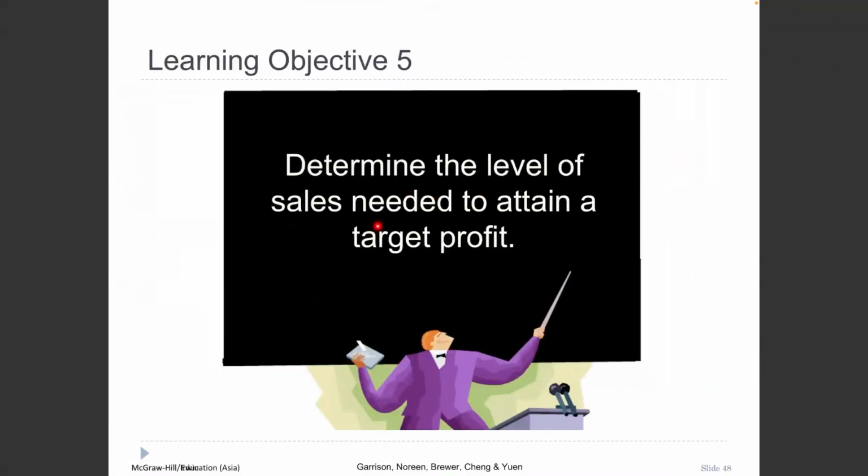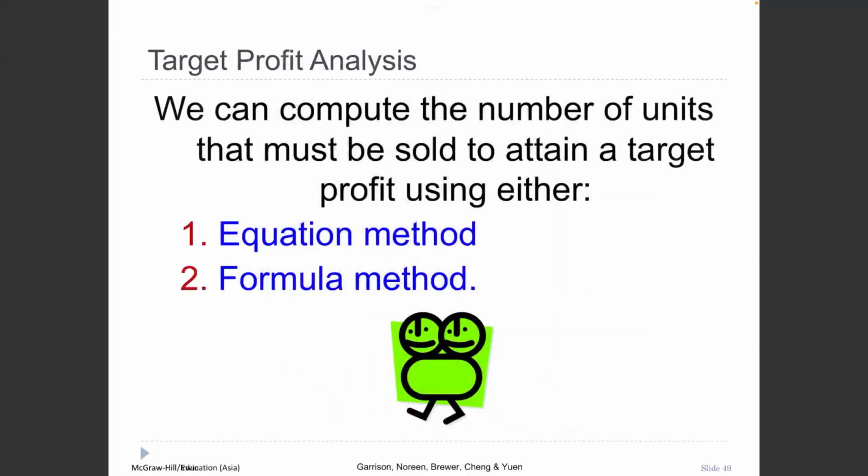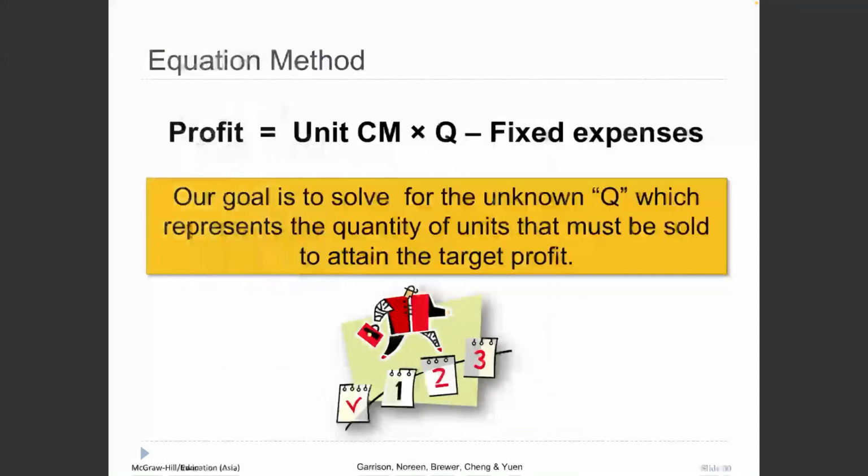All right, so determine the level of sales. Okay, so this is the next one. I believe we still have two more after this. Okay, the level of sales needed to attain a target profit. Okay, so we have two types of method here. One is the equation, one is the formula. It is the same. It's just that the way they rearrange the elements in the equation or the formula is a bit different. Okay, so we can compute the number of units that must be sold to attain a target profit using the equation or formula method.